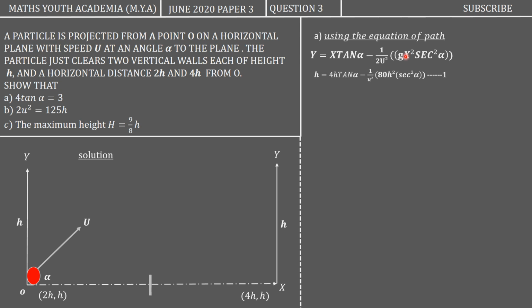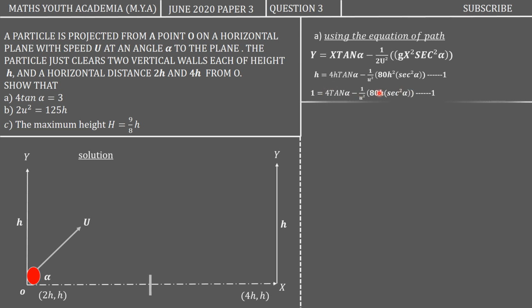I square it, I'll have what? The 2 cancels with g to have 5 times what? 16h squared, because I square the 4h to have 16h squared, times 5, which is giving us 80h squared sec squared alpha on u squared, which is our equation 1. Okay, dividing all through by h, I'll have 1 equals 4 tan alpha minus 80 sec squared alpha on u squared.